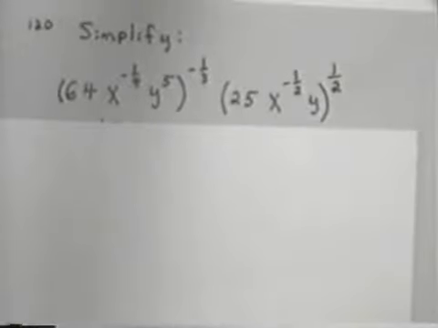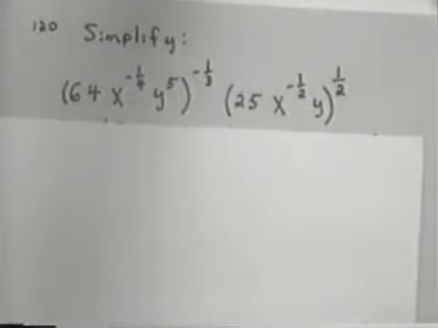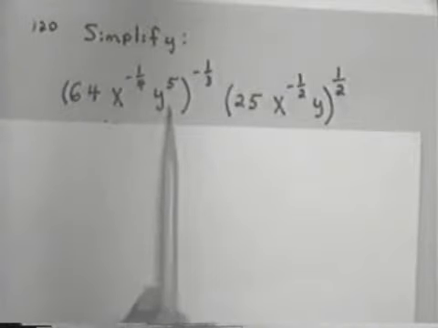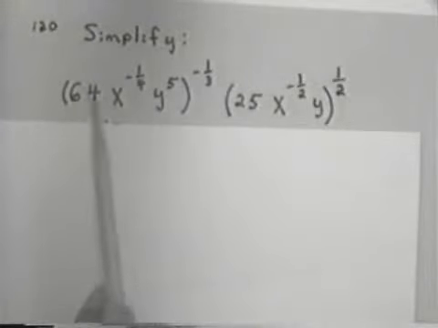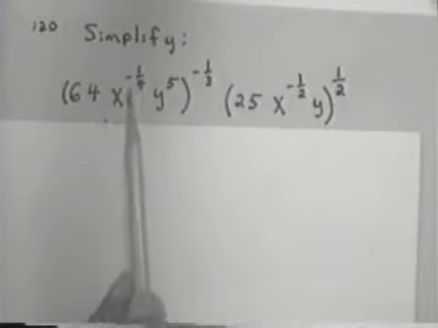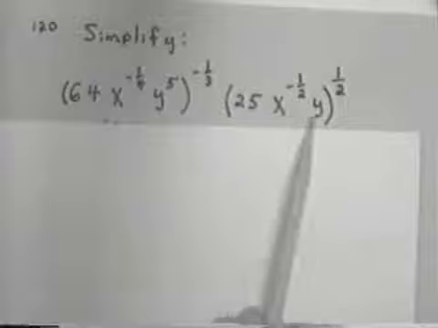Well, the first thing I'd want to do is to work inside symbols of inclusion. Now, I cannot really simplify inside symbols of inclusion because my bases are different. I have a 64, an x, and a y, a 25, an x, and a y here. So I cannot work inside the symbols of inclusion.